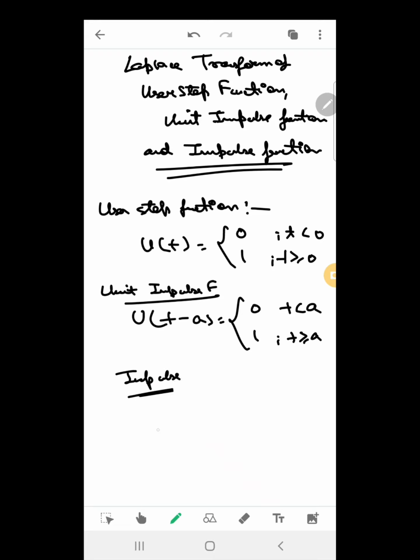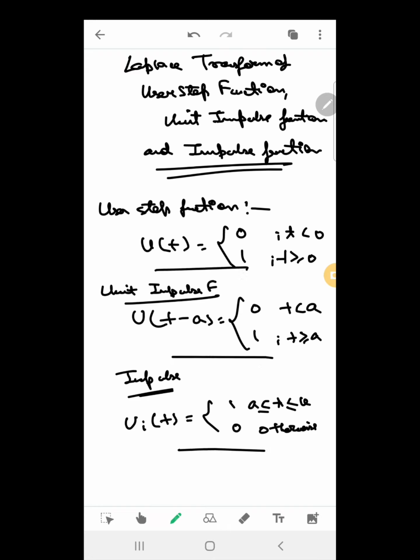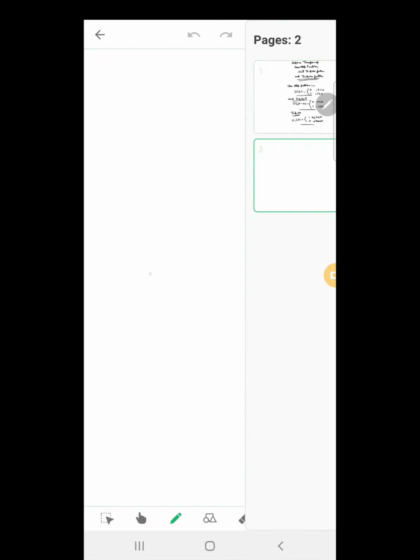And what is the impulse function? So the impulse function is given as u_i(t), which is a piecewise function, 1 when t lies in this particular range, and 0 otherwise. Got it? Clear, I guess? Okay. So we need to find the Laplace transform of each of these functions. So you have to carefully notice these functions, then we will be finding the Laplace transform one by one. Clear? So go to a new page.